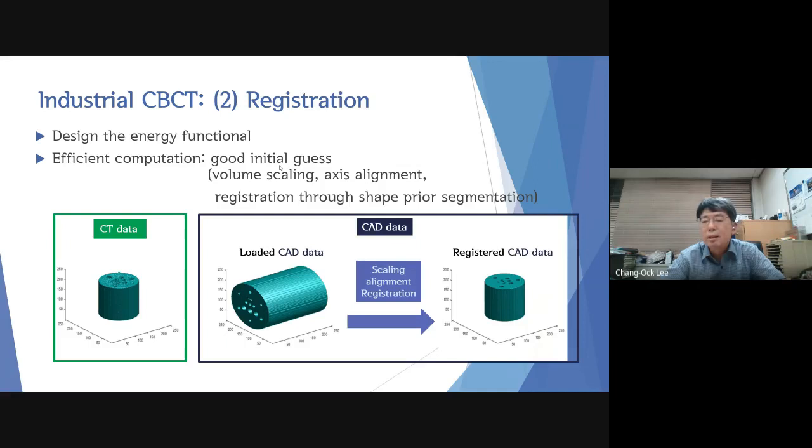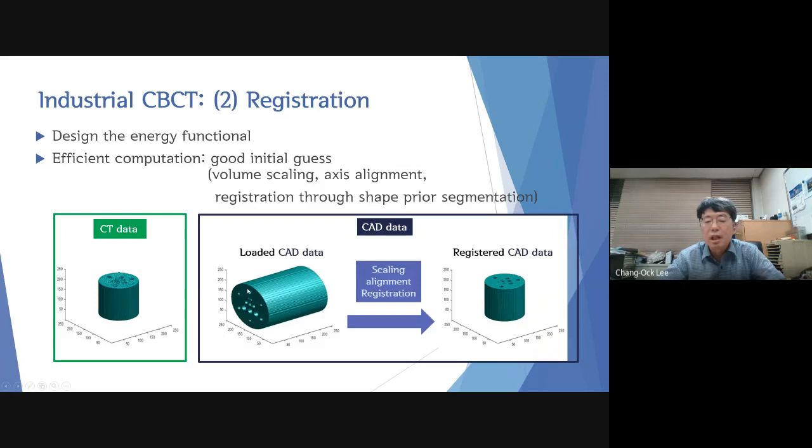So in the registration, we use shape prior segmentation, and the functional to do shape prior segmentation has a lot of local minimums. So it is very hard to find the global minimum. So a very important thing is how to choose the initial guess. If we have an initial guess very close to the global minimum, then we get a very nice result. So in order to get a good initial guess, from the CAD data, we need the volume scaling.